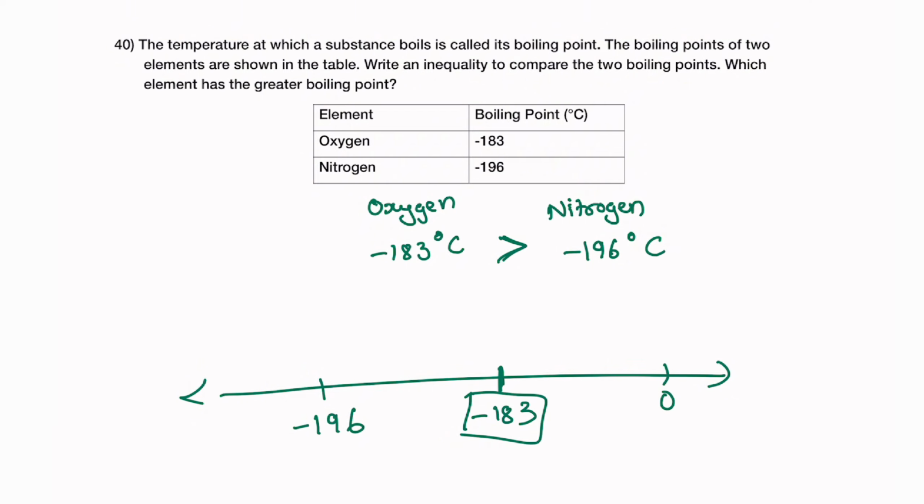The next part says which element has the greater boiling point? Which one is greater? This one. So it has a greater boiling point. And it's done. So writing it down helped me, right? It's always good practice to write it down. So write your answer properly. Oxygen has the greater boiling point. Don't just underline as I did, okay? This is just for your understanding that I'm doing.